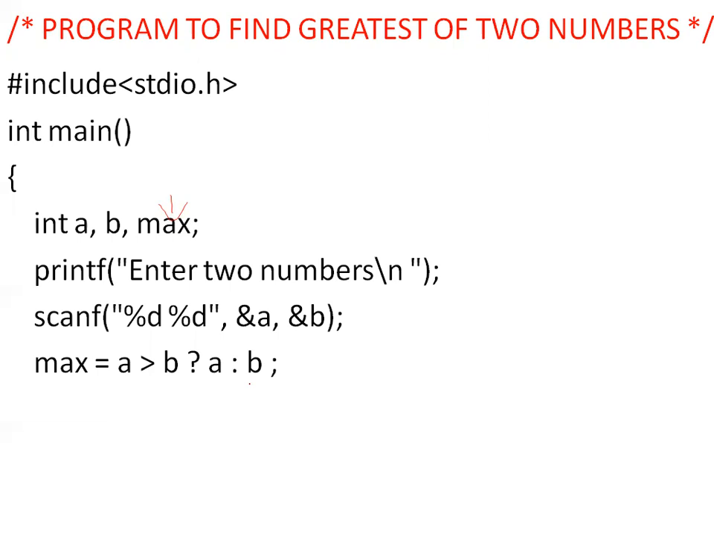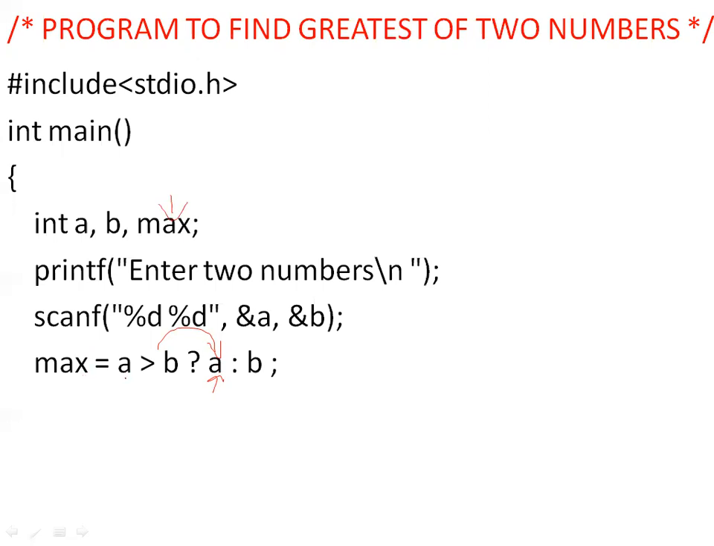How is that statement executed? That we need to understand. First, A greater than B is evaluated. If this is true, then control jumps to the first part, which is nothing but A. That means when this is true, the first part becomes the value of the expression. Now A is assigned to max. The value of A is assigned to max.